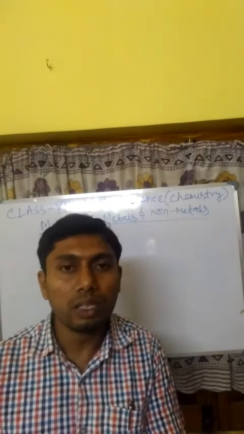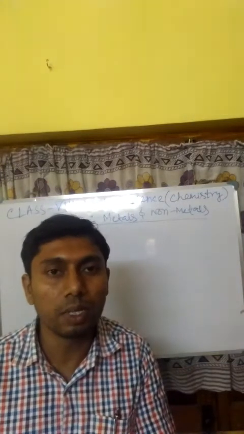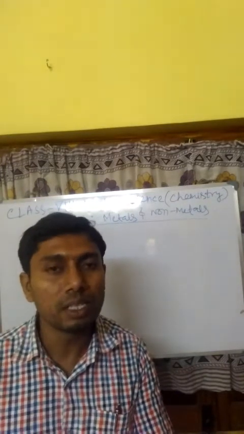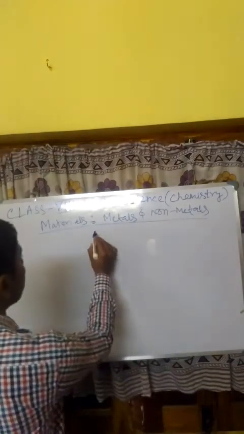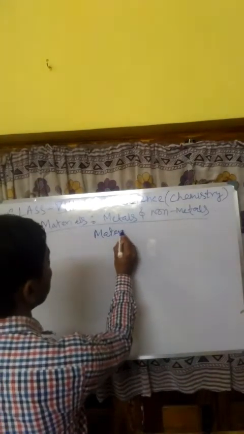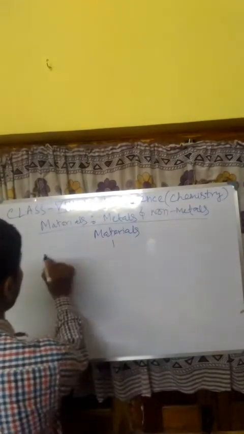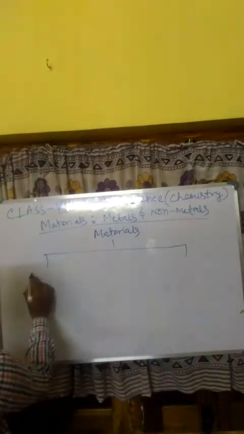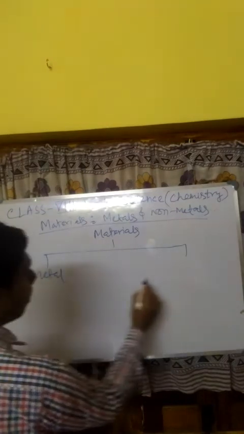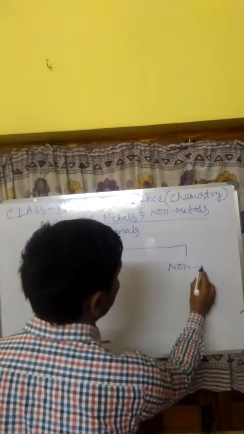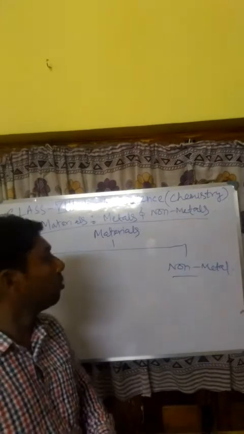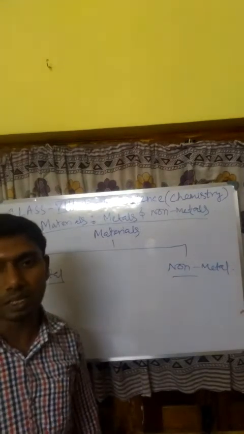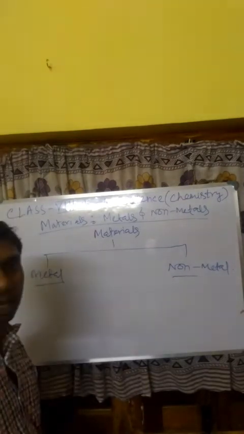Now, with this respect, materials can be subdivided into basically two parts. One is metal and another one is non-metal. So materials are found in nature in two forms, that is metal and non-metal.